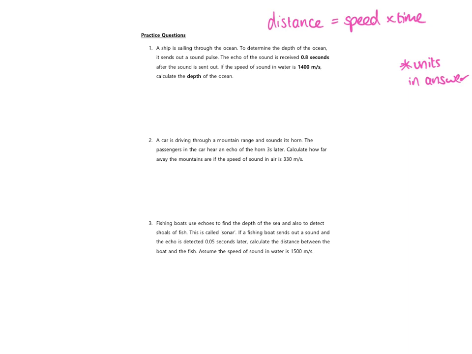The first question is about a ship, and you're asked to do the depth of the ocean, just what we've been doing. Second question is about a car, and it's about the speed of sound in air, but the concept of the calculation is absolutely identical. It's just the car detecting an echo of the horn being sounded, but you're using the speed of sound in air. Always just use the speed that you've been given and the time that you've been given. Okay, so have a go at those 3 practice questions, and then we'll go through your answers next week.